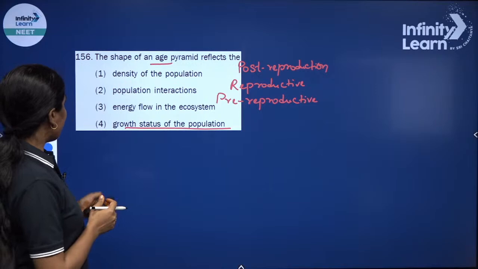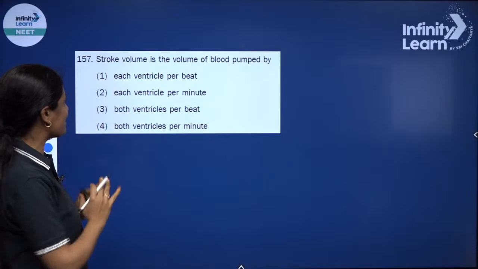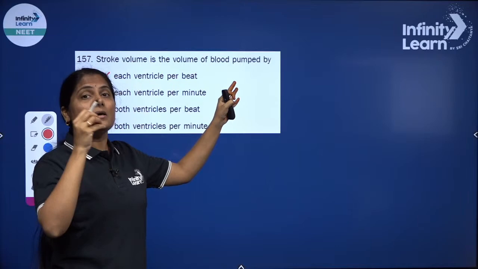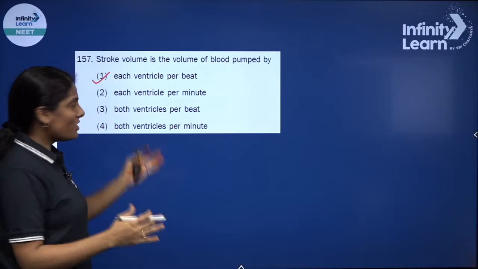Stroke volume is the volume of blood pumped by. It looks easy, but please do pay attention to this. Each ventricle per beat, per cardiac cycle. Stroke volume, we are basically talking about volume of the blood pumped by the ventricle in one cardiac cycle, which is one heartbeat. When we are considering an entire minute, it will be the cardiac output. So it's basically each ventricle per beat, right?